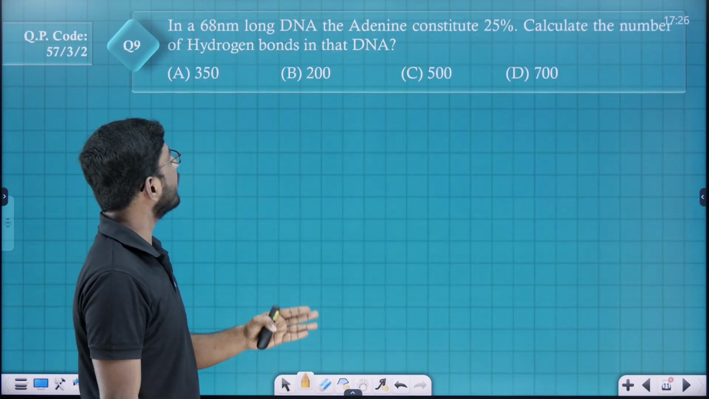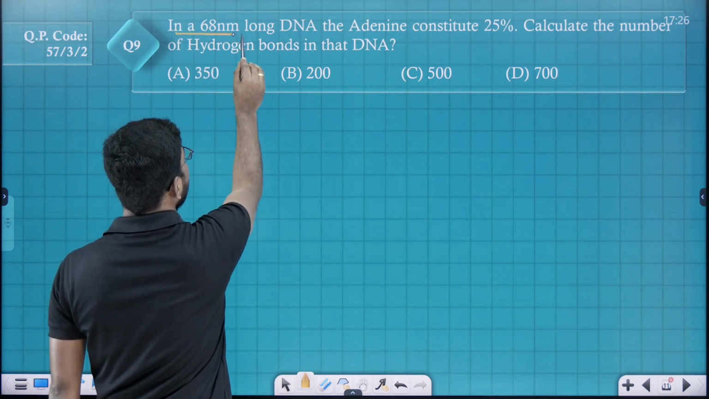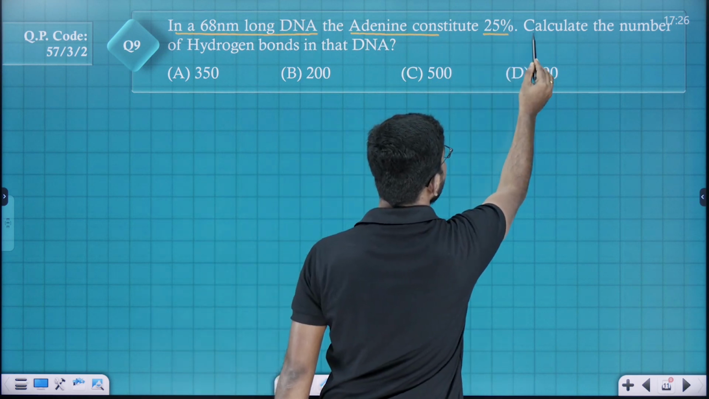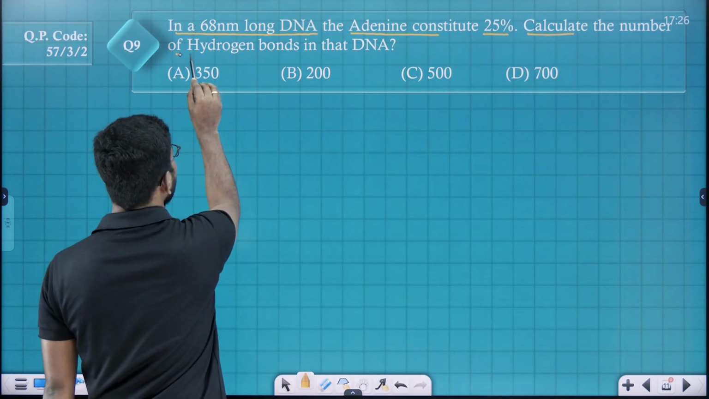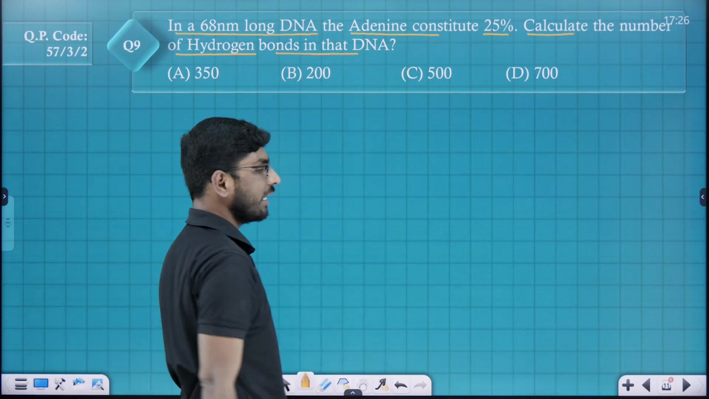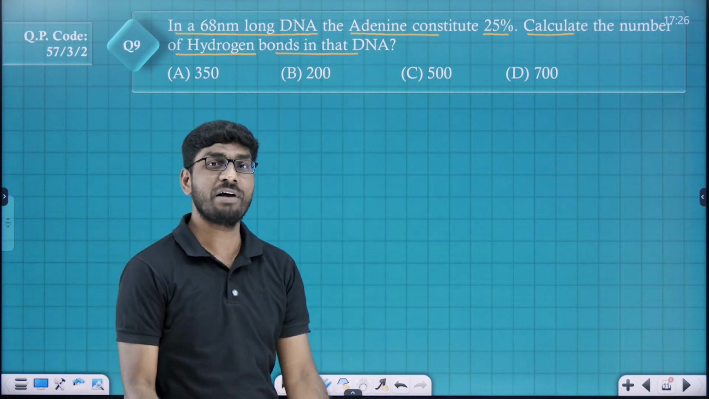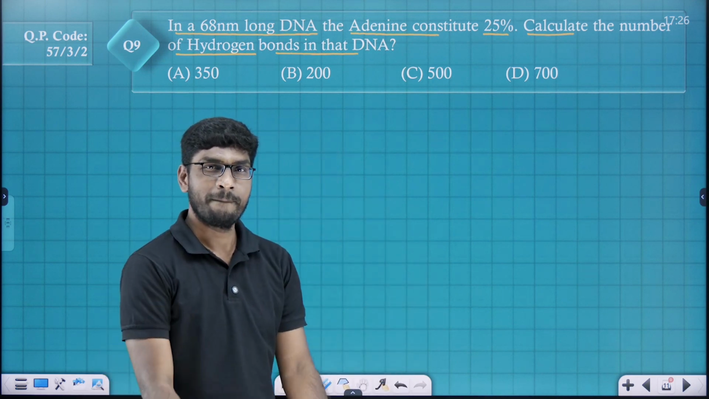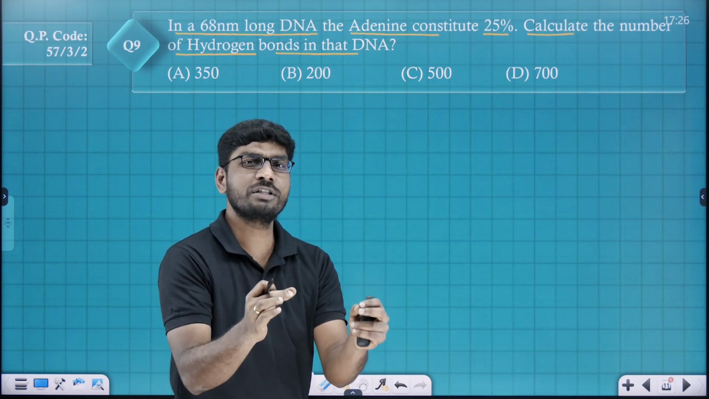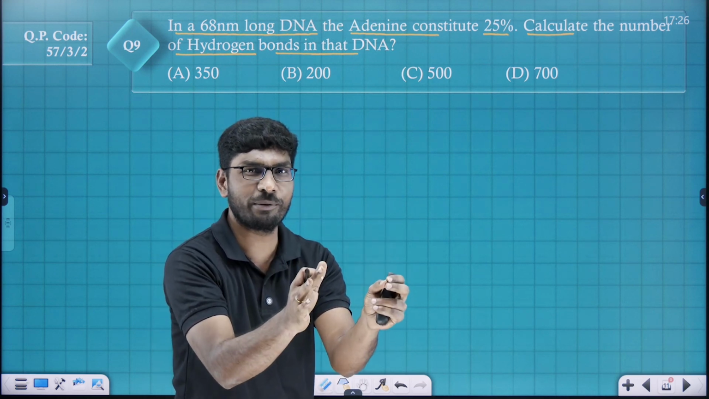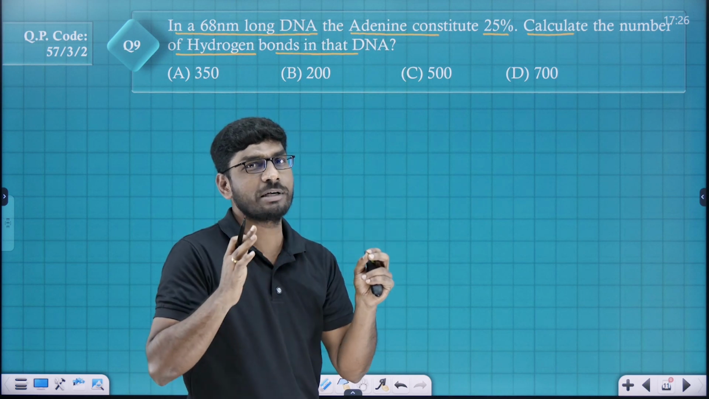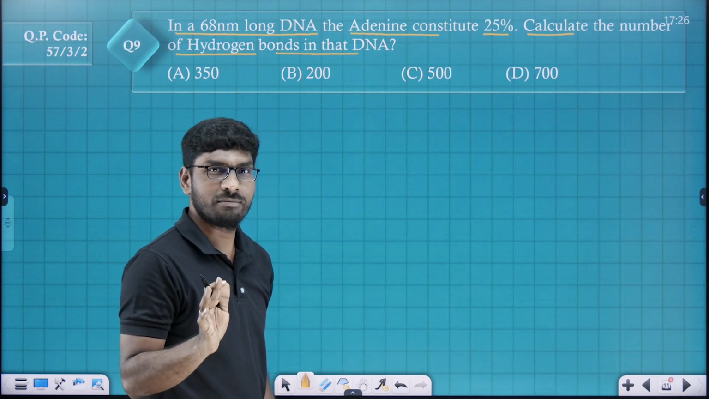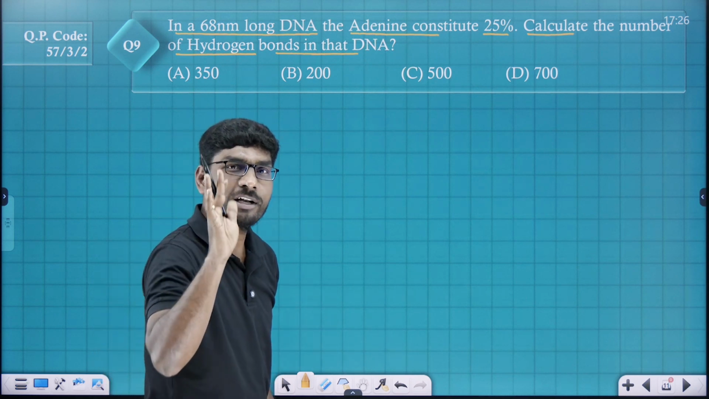In a 68 nanometer long DNA, adenine constitutes 25%. Calculate the total number of hydrogen bonds in the DNA. How can we solve this type of analytical, slightly higher order thinking question? This is a very important type of question. Carefully look at what I'm explaining. A 68 nanometer long DNA is mentioned.